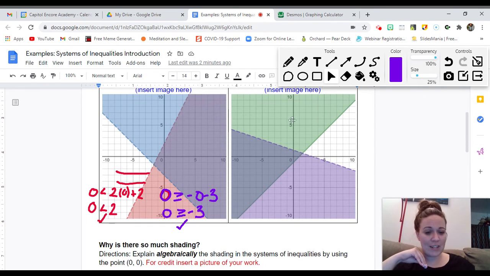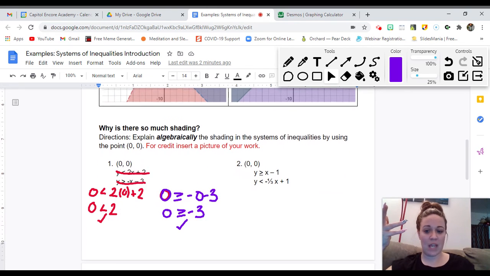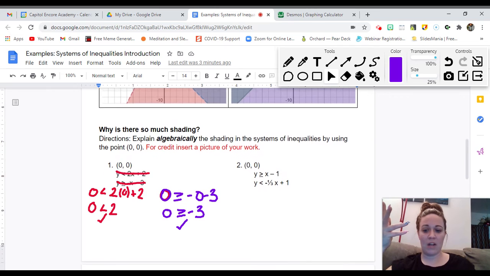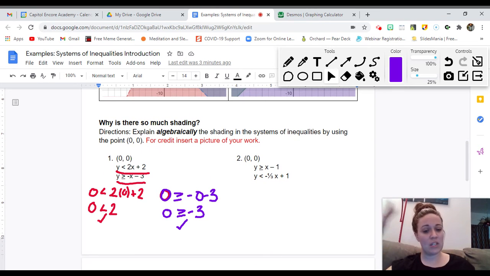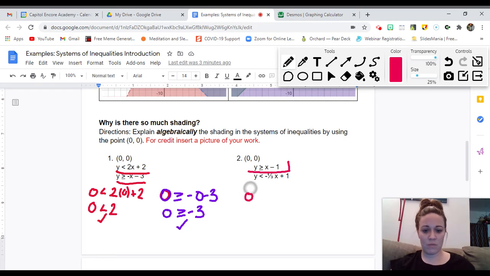Now if you take a look at the second graph as well, (0, 0) was also located in the double shading of that particular graph. So again, we are going to prove why (0, 0) was a solution to both of those, or why there was double shading to include the point (0, 0). So I'm going to go back to the other color. Again, I'm going to use the point (0, 0) for this equation first. So it is 0 greater than or equal to 0 minus 1. So is 0 greater than or equal to -1? Yes, that is true.